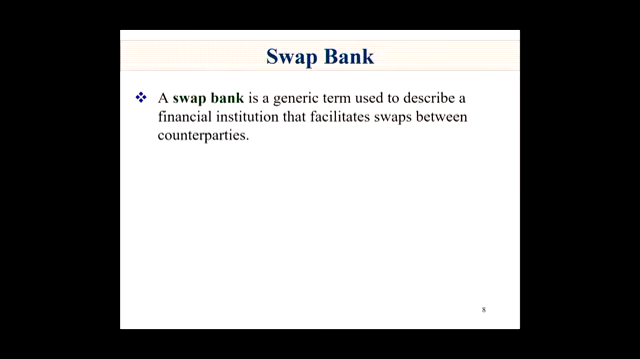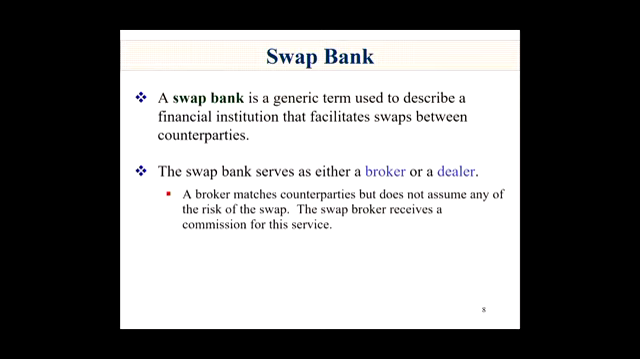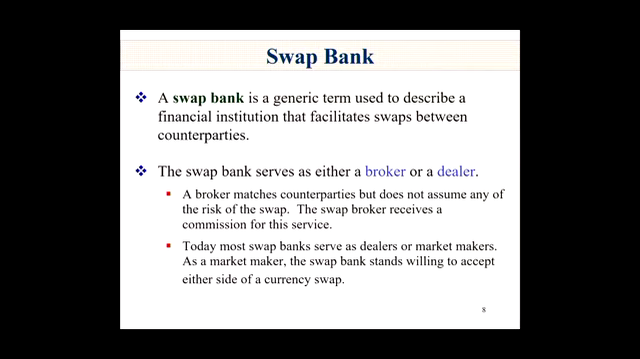The swap bank is the institution that will help make the swap happen. Okay, that facilitates the swap between counterparties. They can serve either as a broker or a dealer. So we've seen these terms before. What a broker does is they match two parties. Okay, so a broker does not involve themselves in the transaction at all, but they just match two parties who want to transact. Okay, and why do they do that? Because they receive a commission.